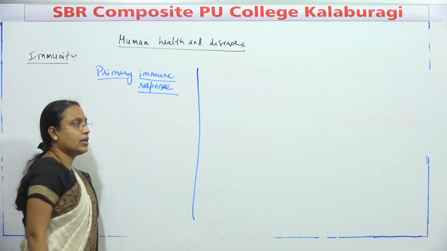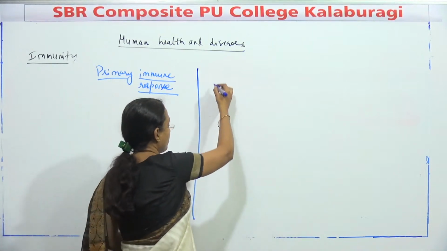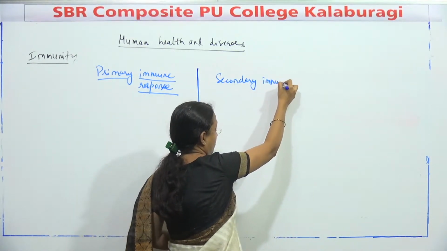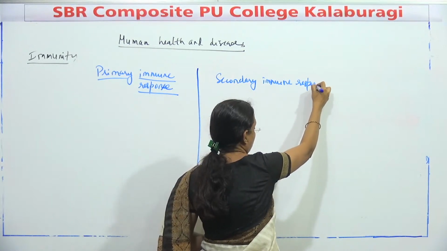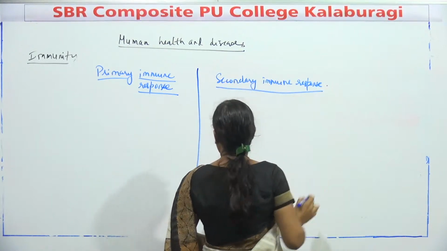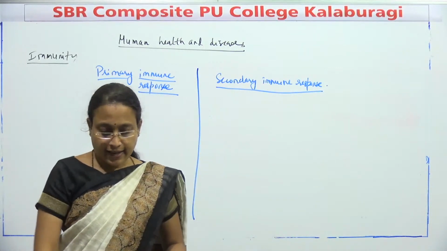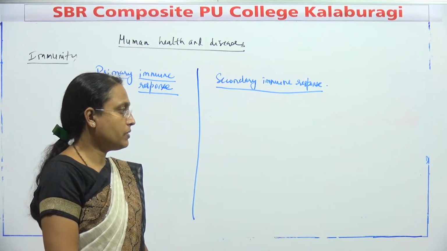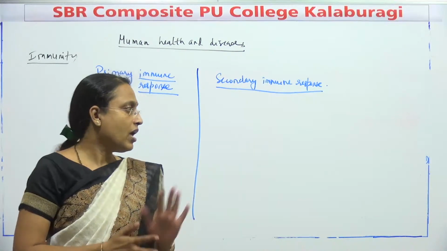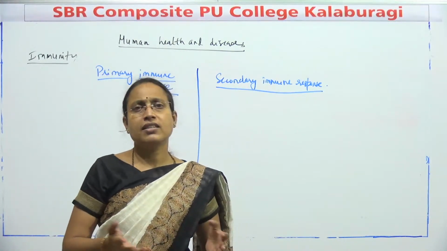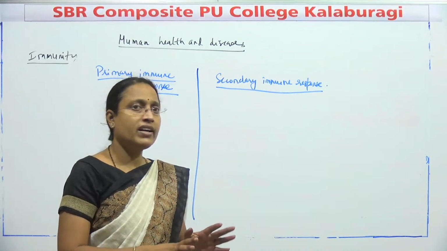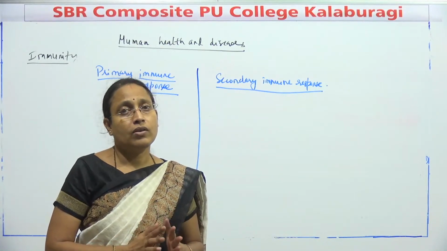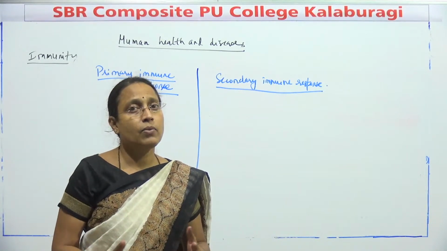Primary immune response, and the second one is secondary immune response. Now, one by one, I'm going to tell the difference between the primary immune response and secondary. Where do these responses occur? This response occurs in the same individual. It doesn't mean primary will be in one individual and secondary in another. Both the responses occur in the same individual, but what is the difference between them? It depends on the encounter, whether it is the initial encounter or a subsequent encounter.